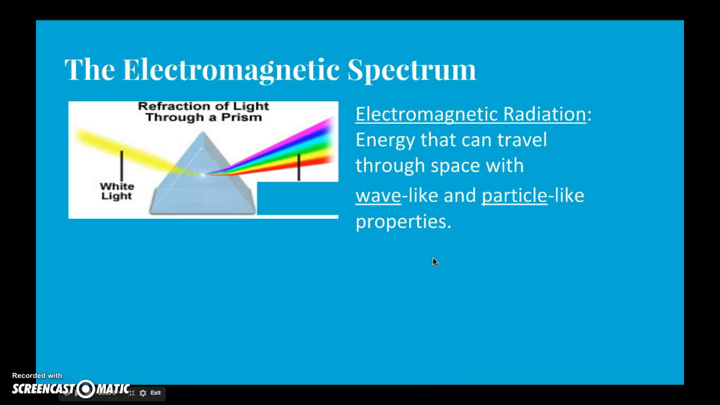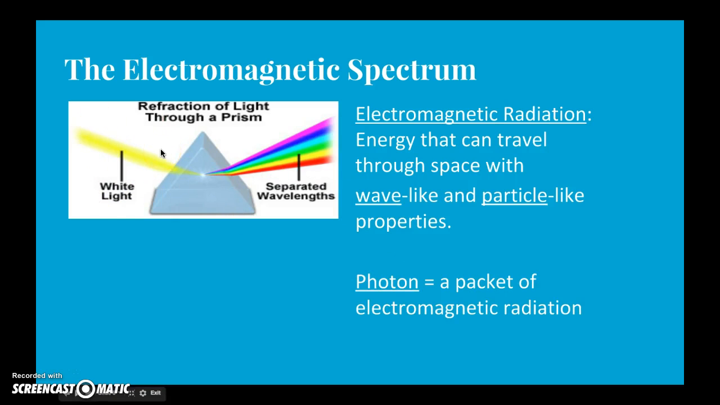You can see here, we put white light into a prism over here, and then it comes out a rainbow of separated wavelengths, because there's things in light called wavelengths, and we're going to get into that later. But we're going to focus on the wave properties of the electromagnetic radiation rather than the particle properties. A particle of light would be called a photon, which is a packet or a particle of electromagnetic radiation, but we're more concerned with the waves right now.